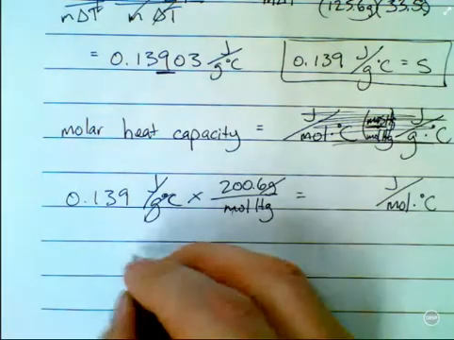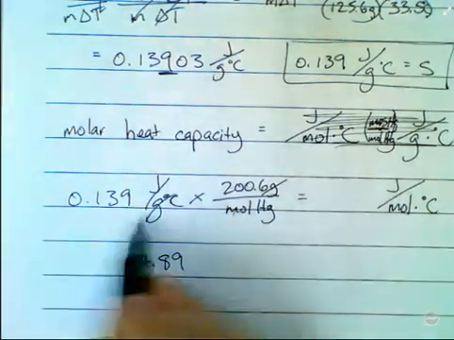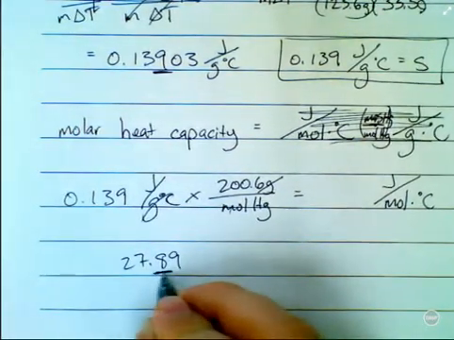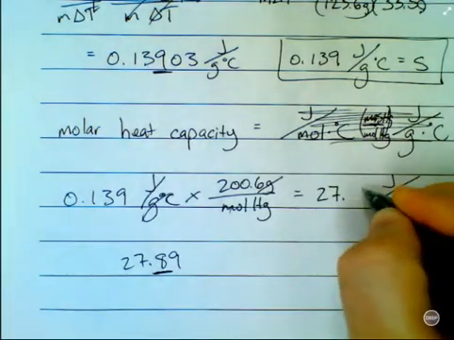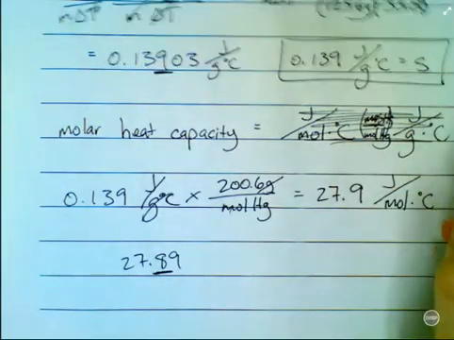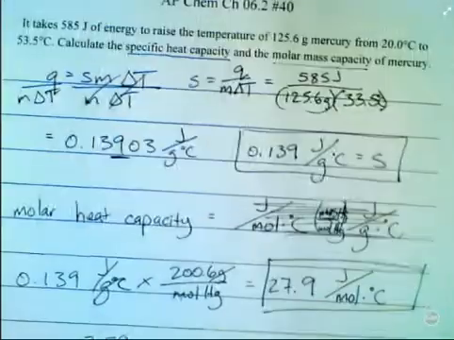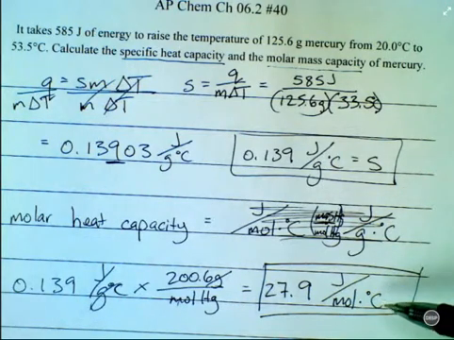Now my calculator tells me 27.89. We got 3 significant figures, 4 significant figures, so I'm going to keep it to 3 significant figures. I'll round it to this 8, so I'll do 27.9. All right, so we have the specific heat capacity of mercury and the molar heat capacity for mercury.